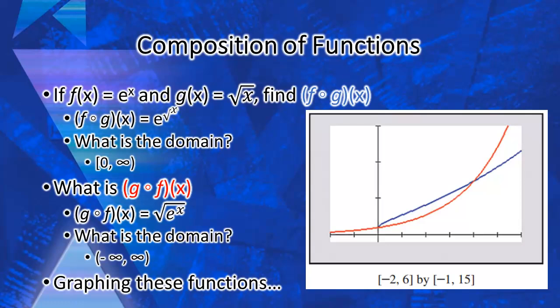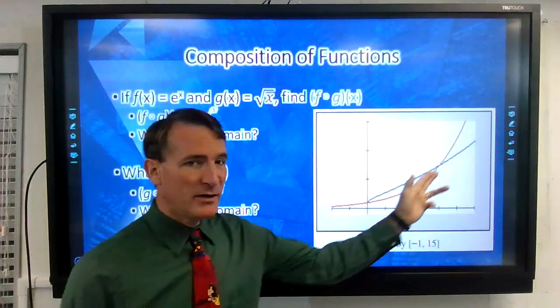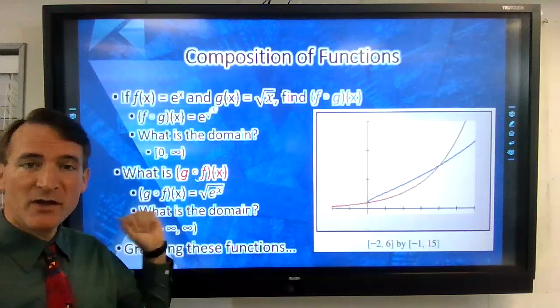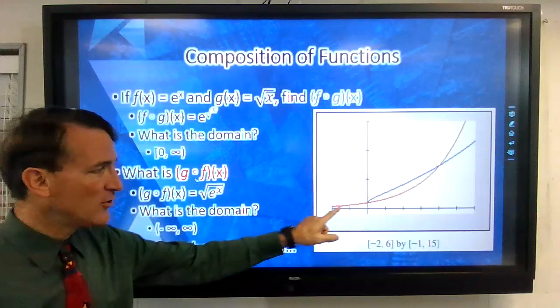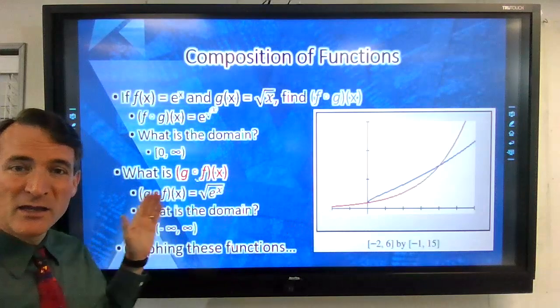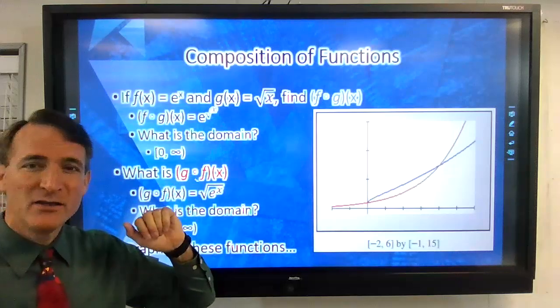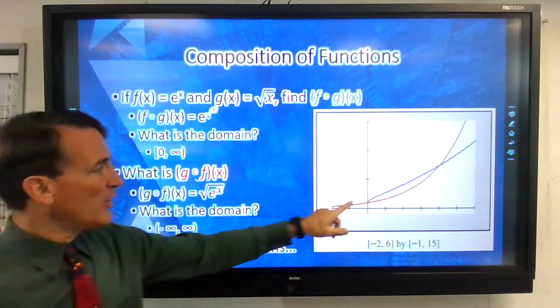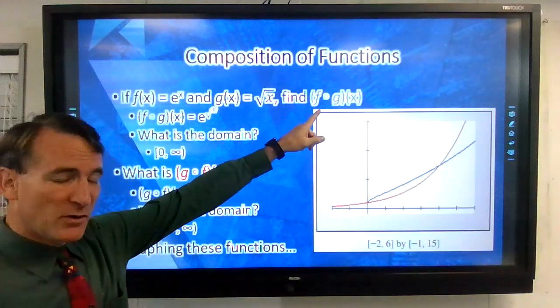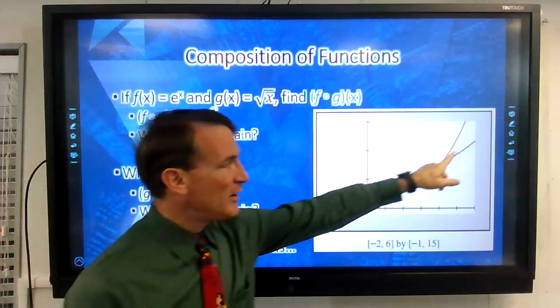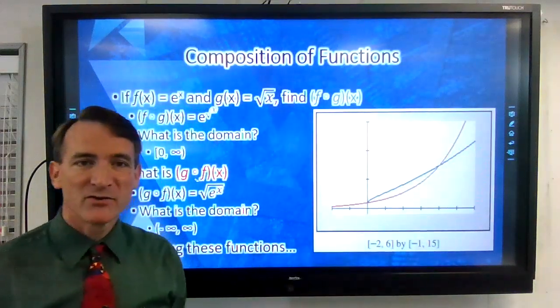If we were to graph these, this is what they would look like. So I've got my red line here. That is this function here, g composed of f. You'll notice that it goes into the negatives and it keeps on going. 0 is going to be an asymptote because it can never go down into the negatives. Whereas my blue function up here, f composed of g, starts at 0 and goes off to positive infinity.